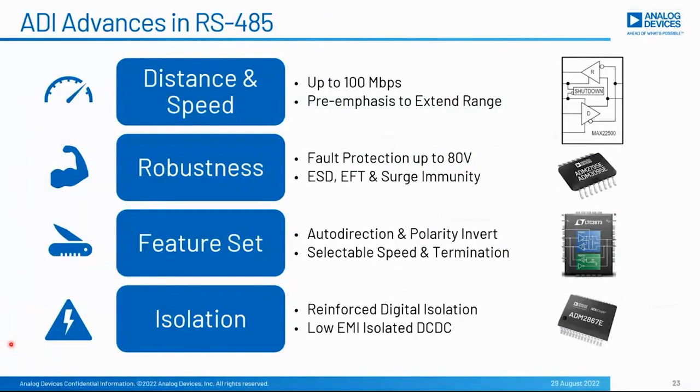ADI solutions include data rates up to 100 Mbps and pre-emphasis to extend cable length. These transceivers can communicate faster and further than previous products. With fault protection on the bus pins, these devices can withstand 80 volts without damage or latch up, allowing operation in extreme environments, and even withstanding misfires to 24 volt power supplies. Integrated ESD, EFT, and surge protection boosts reliability and allows removal of external protection components. Some feature set improvements include auto direction and polarity inversion, and selectable speed with termination.